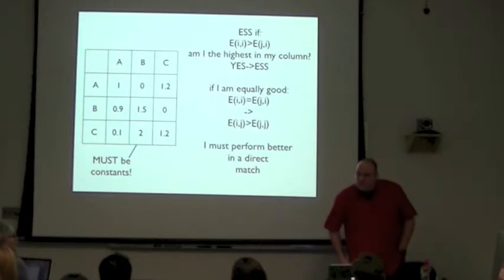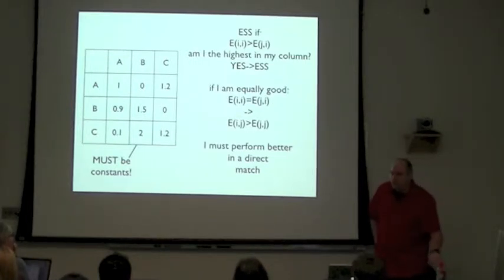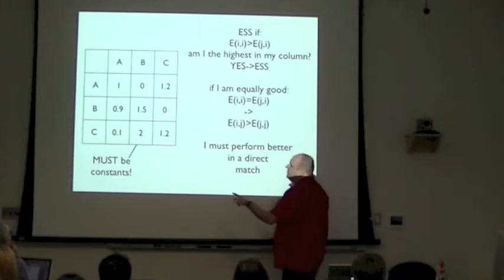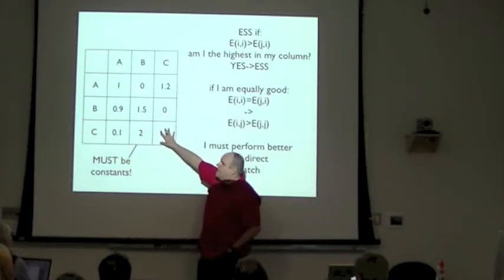Yeah, so why do you check this value in the column, not in the row? I mean, the simple answer is that's how it's defined. But what you have to do is check. Let's look at the C player, right? The C player gets a certain payoff against itself.